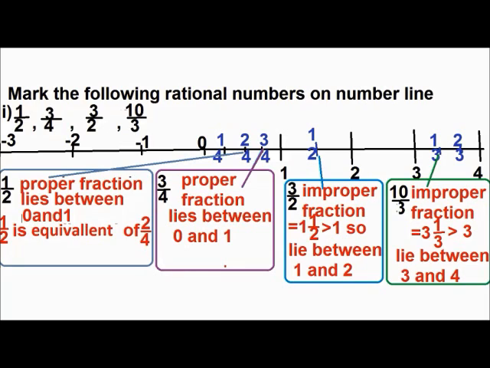Now mark the following rational numbers on the number line: 1 by 2, 3 by 4, 3 by 2, 10 by 3. So 1 by 2 is a proper fraction and lies between 0 and 1. And 3 by 4 is also a proper fraction and lies between 0 and 1. 3 by 2 is an improper fraction, that is equal to 1 and 1 by 2, greater than 1 and less than 2. So it lies between 1 and 2. 10 by 3 is an improper fraction, that is equal to 3 and 1 by 3, greater than 3 and less than 4. So it lies between 3 and 4.